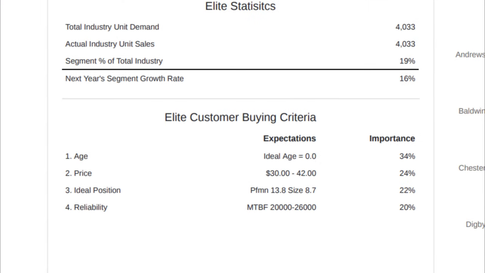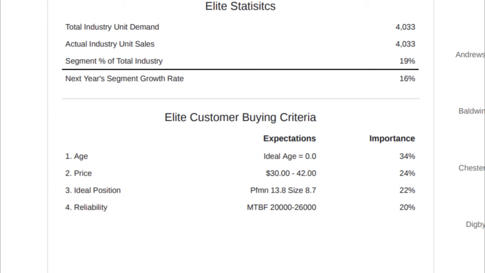Finally, let's go to LA product. The most important thing is the age. Customer is expecting here a newer product with an age closer to zero. So ensure that you give them that. The second important thing is the price between 30 and 42, which is 24% important.